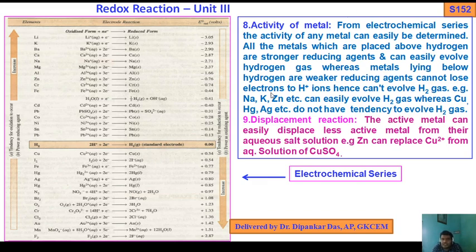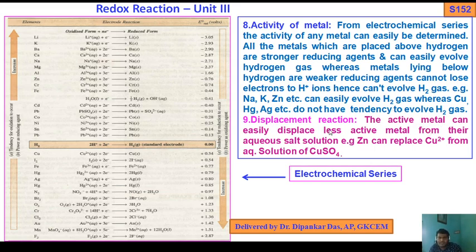So from the electrochemical series, the activity of any metal can easily be determined. All the metals placed above hydrogen are stronger reducing agents and can easily evolve hydrogen gas, whereas metals lying below hydrogen are weaker reducing agents and cannot lose electrons to H plus ions, hence cannot evolve H2 gas. So sodium, potassium, zinc, etc. can easily evolve hydrogen gas, whereas copper, silver, mercury, etc. do not have the tendency to evolve hydrogen gas.